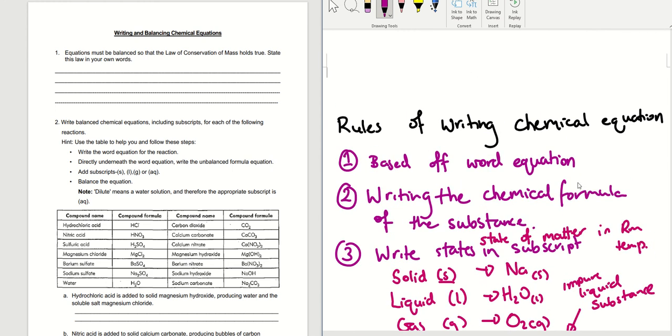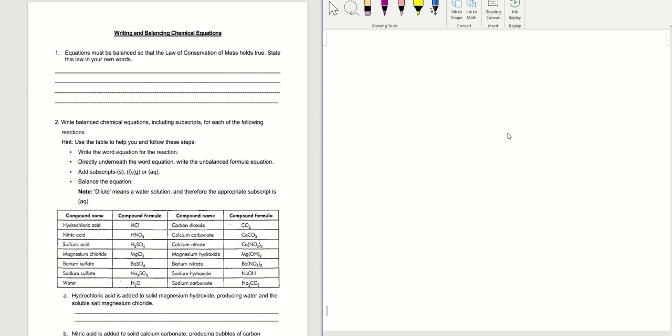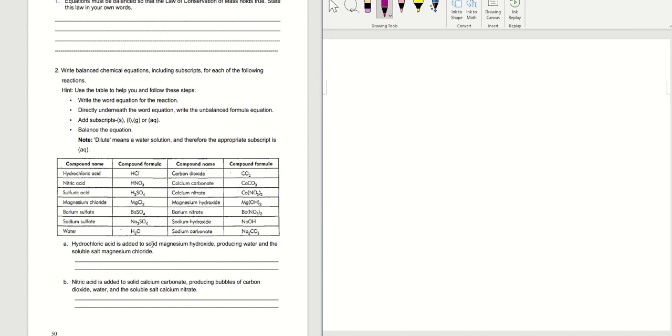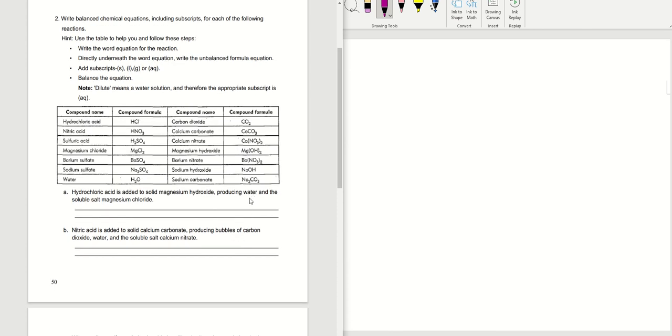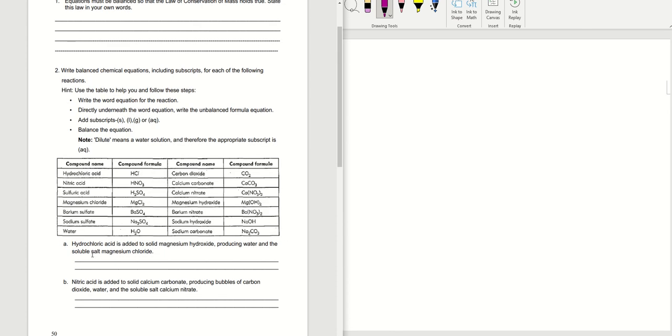All right. So let's go into some examples and hopefully it'll give you a bit more context of how to do these questions. I'm going to do example A here. So we have hydrochloric acid is added to solid magnesium hydroxide, producing water and the soluble salt magnesium chloride. All the compounds you really need are given here, or you can look at the periodic table.